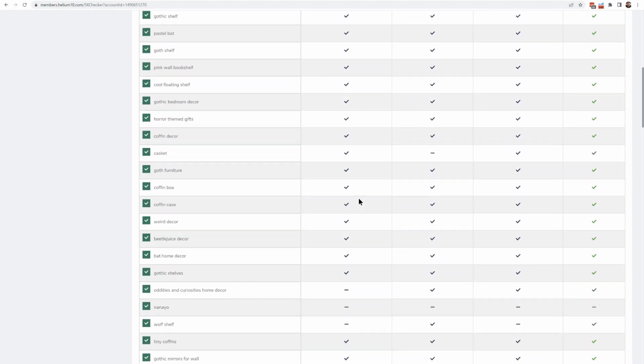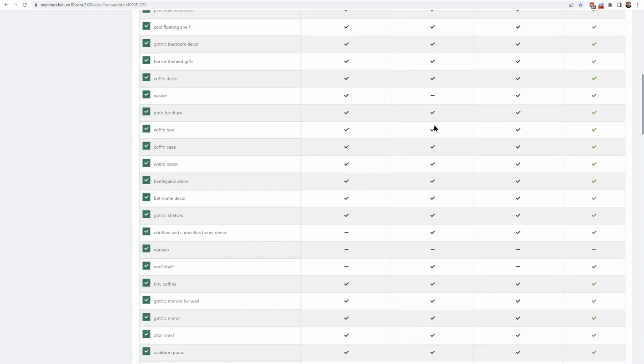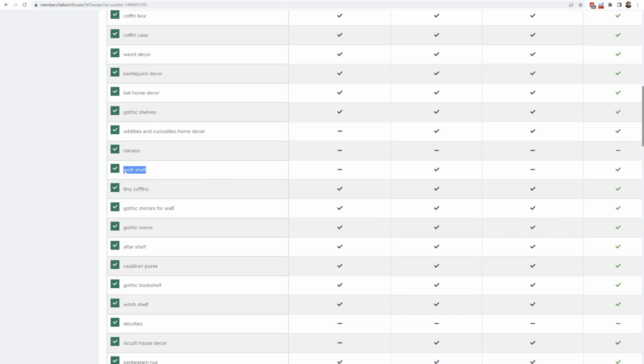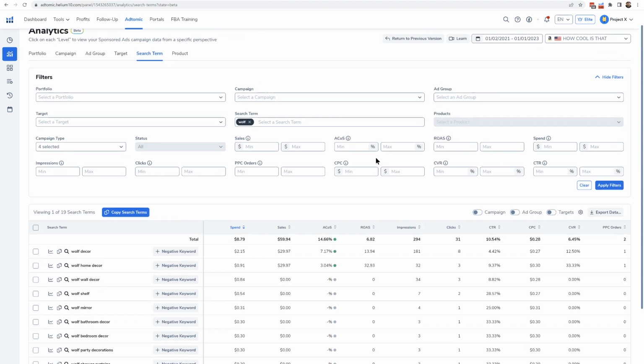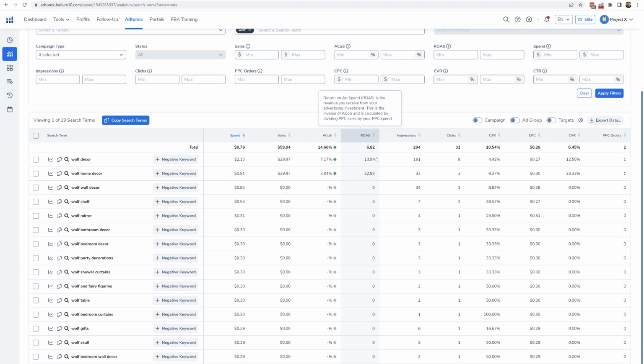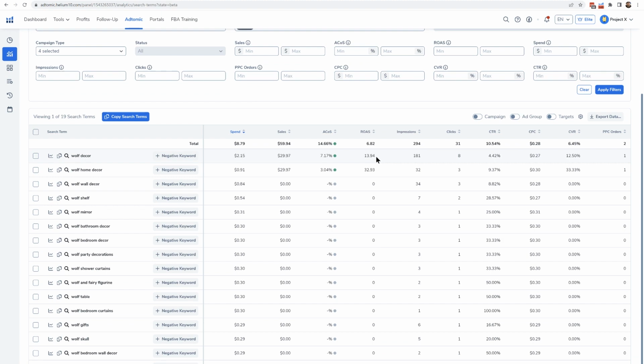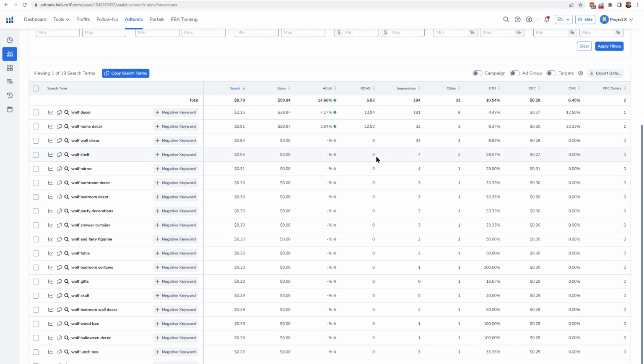Again, I'm looking for something that has no check marks or only the check mark on the field ASIN. All right, here's one here, wolf shelf. As you notice, this jumped off the screen to me because it passed the field ASIN check, but it failed the other 2 checks. So again, if I go into my Atomic and look up the word wolf, which I know is not in my listing. I do not have the word wolf. Why would I have known to put the word wolf in my listing?